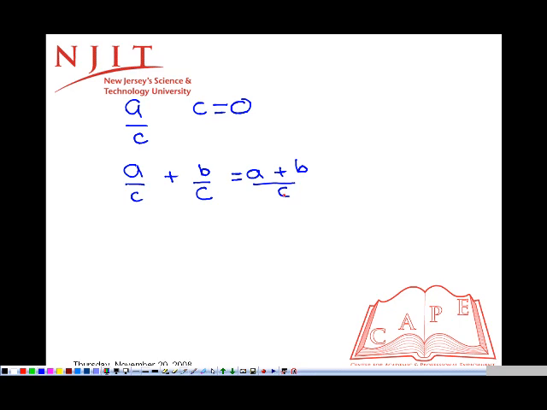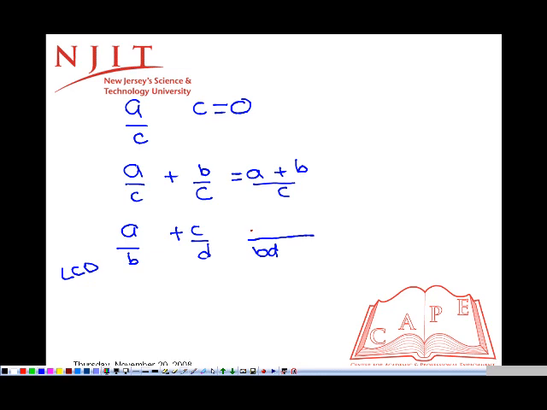But what happens when the denominators are not equal? Like for this case, a over b plus c over d. We need to find the least common denominator between these two, which is LCD. So what we do is first we multiply the bottom together, b and d.